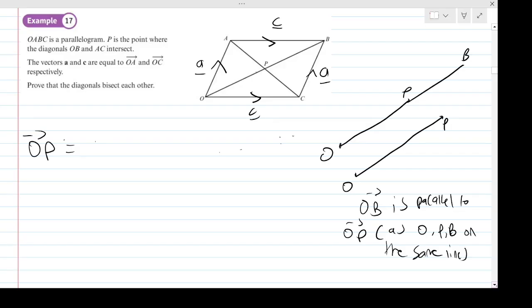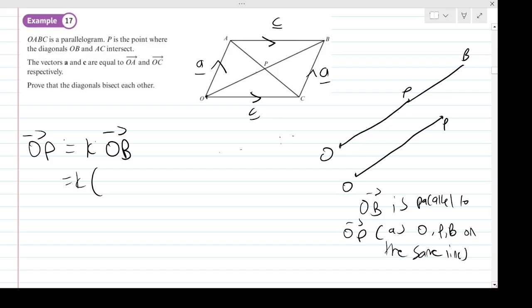Then that means we can say again, because what a parallel vector means is they're multiples of one another, then OP is going to be some K lots of OB, right? Because OP is parallel to OB, so they're multiples of each other. Right, so then we need to find a vector for OB, so it's going to be K lots of, and then how are we going to get from O to B? Well, actually, we can go along the parallelogram.